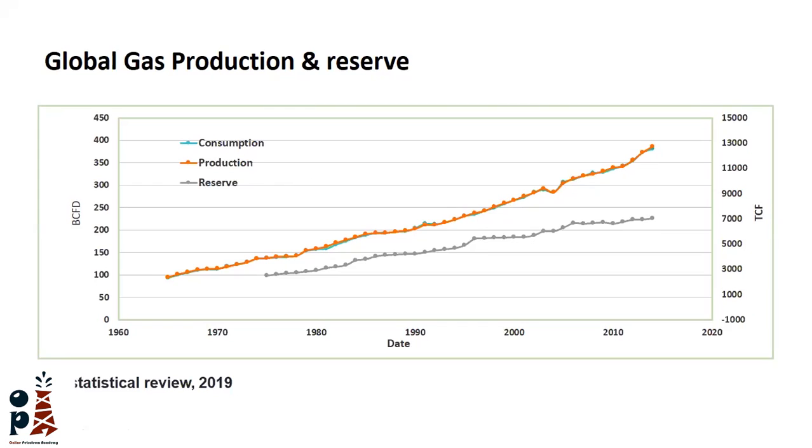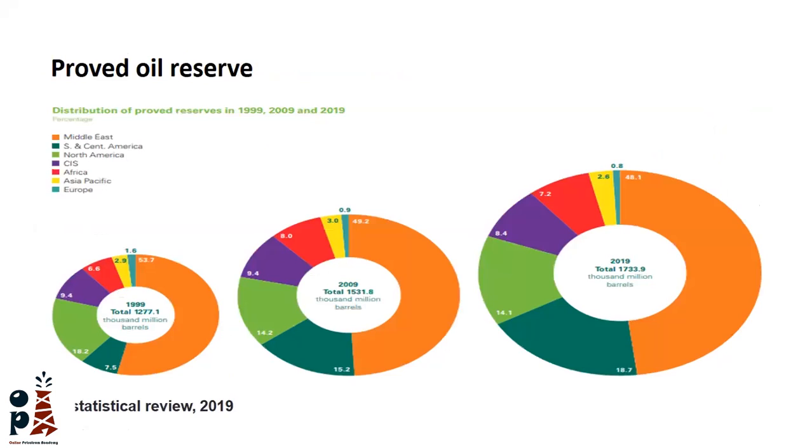This is from the BP Statistical Review. And as time progresses, we have an always increasing reserve. So this is the proved oil reserve around the world. In 1999, we talk about a total reserve of about 700,000 million barrels.